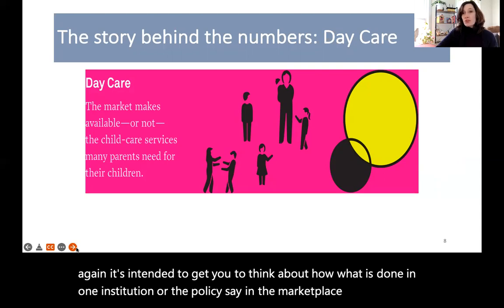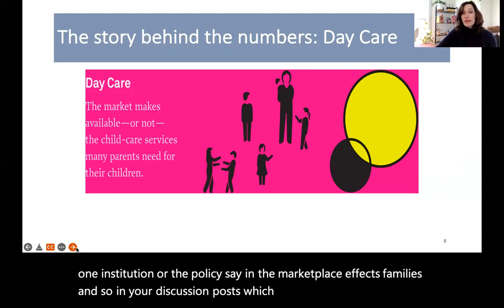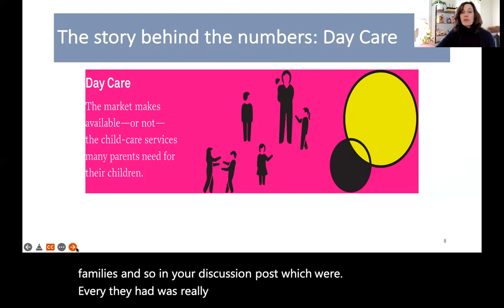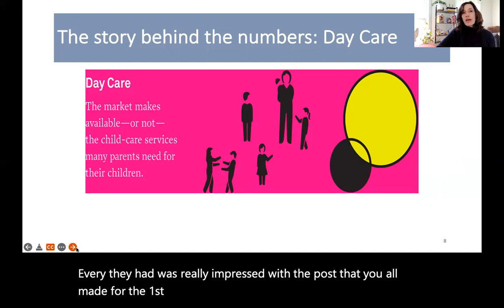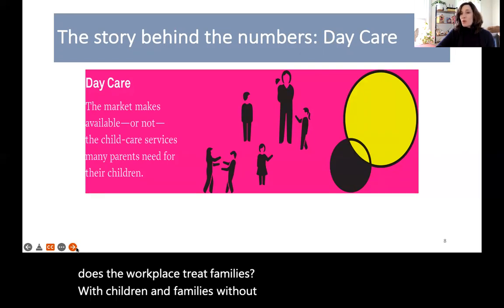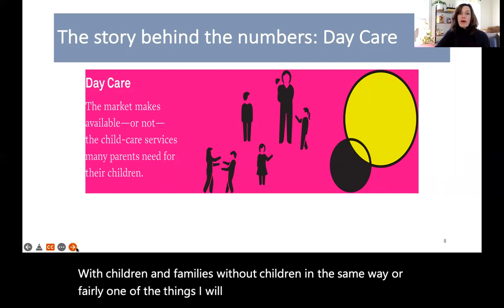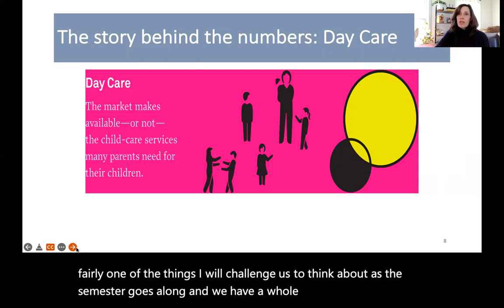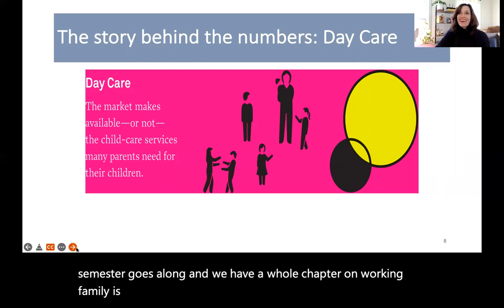In your discussion posts, everybody was really impressed with the posts that you all made for the first discussion. One of the issues that arose was, does the workplace treat families with children and families without children in the same way, or fairly? One of the things I will challenge you to think about as the semester goes along, and we have a whole chapter on work and family, is to have equity in the workplace.